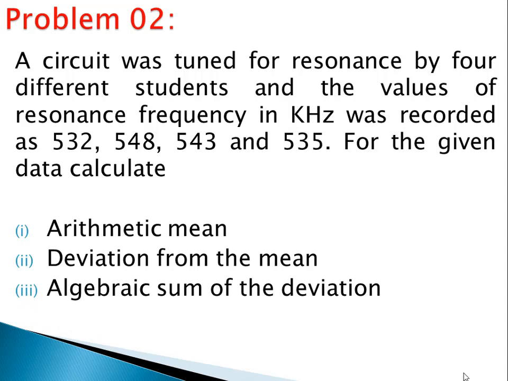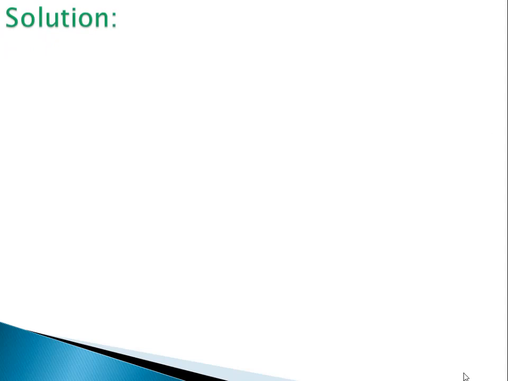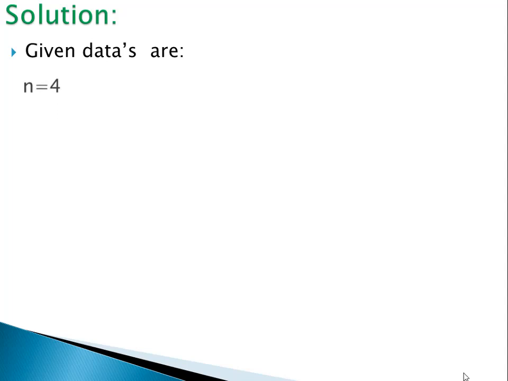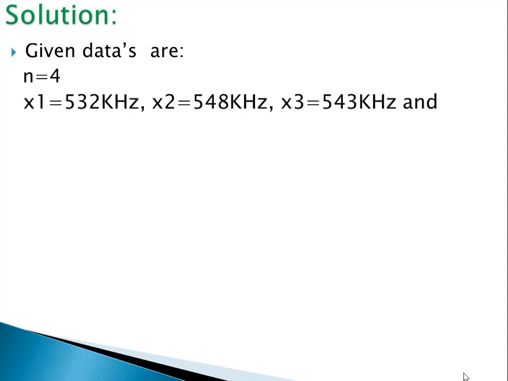As we know, before solving our problem, we should write the given data in the problem. We know that the total number of readings taken, small n, is equal to 4 and the measured values are: first reading x1 is equal to 532 kilohertz, x2 is equal to 548 kilohertz, x3 is equal to 543 kilohertz and x4 is equal to 535 kilohertz.